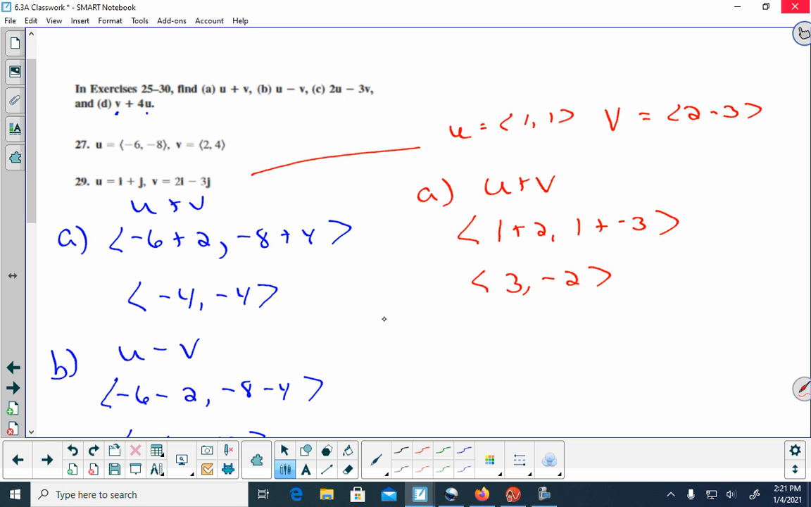Now, since it started off as a linear combination, it has to end as a linear combination. So we're going to write this as 3i minus 2j.